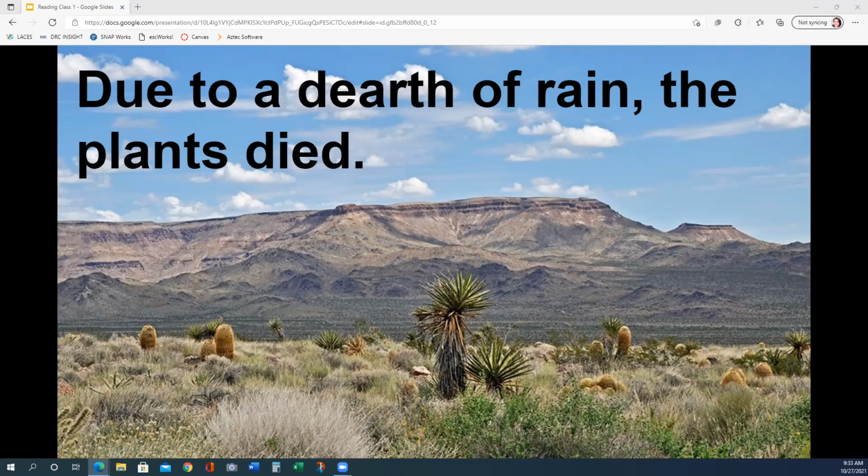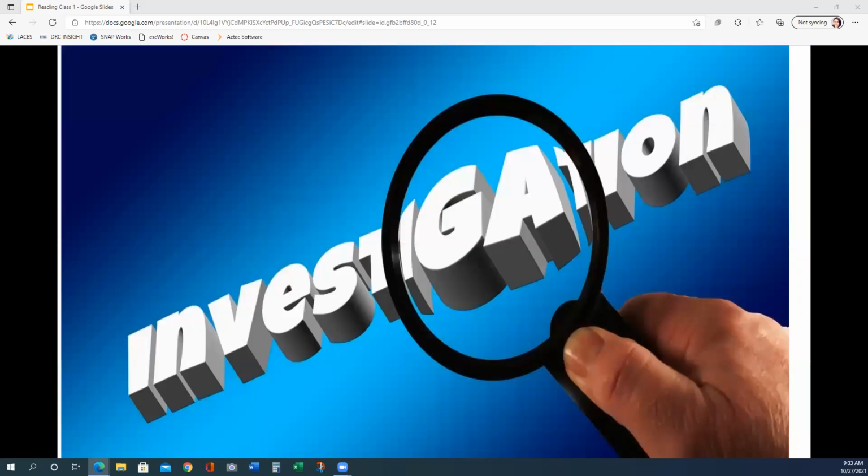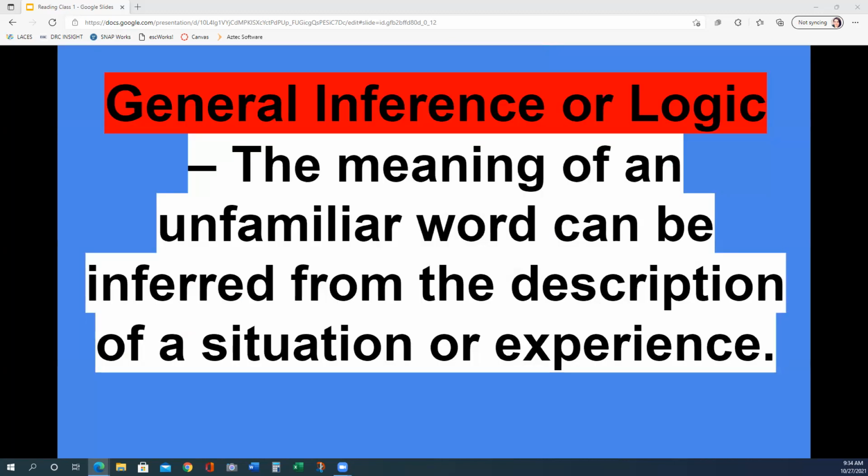Those are a little difficult, but sometimes you have to dig a little deeper. Okay, sometimes authors don't give us a lot of clues to go on. Sometimes they don't use those comparisons. Sometimes they don't use opposites or things like that that we've talked about so far. But they might give us an inference. An inference means that they are referring to something. So a general inference or logic. The meaning of an unfamiliar word can be inferred from the description of a situation or experience.